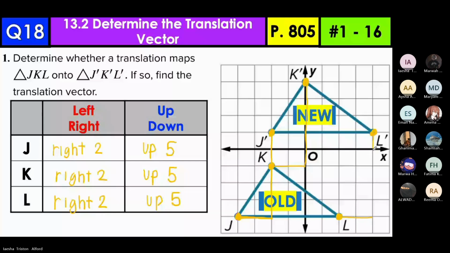This one, does the translation map onto the image, yes or no? When they say maps, they want to know, is everything equal in the movements? They all go right 2 and they all go up 5, yes or no? So yes, this one works, right?